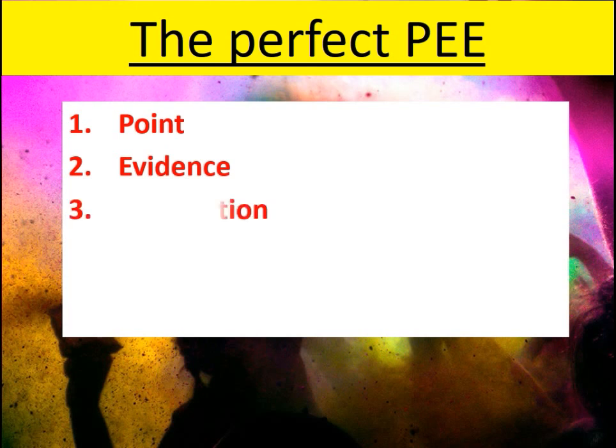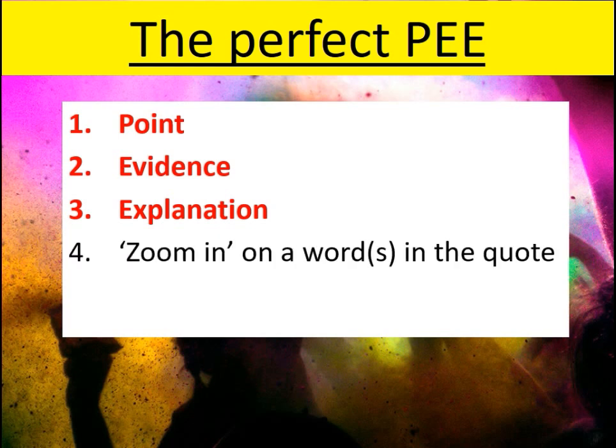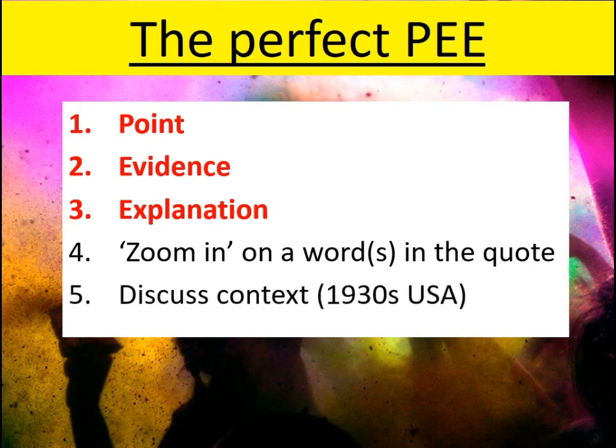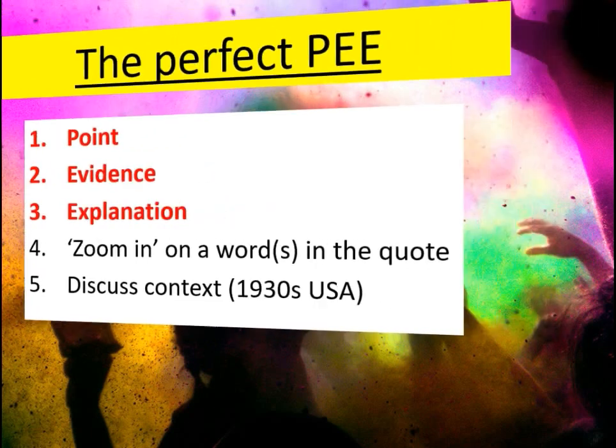Okay, so a normal PEE is point, evidence, explain. But what we're adding to this to get higher grades is zooming in on a word. So that means when we've looked at our quote, zoom in on just a specific word and explain it. And also we want to get context in there. I've said all the way through my lessons, to get a high grade, you've got to talk about context. So you're turning your PEE into point, evidence, explain, zoom in, context.